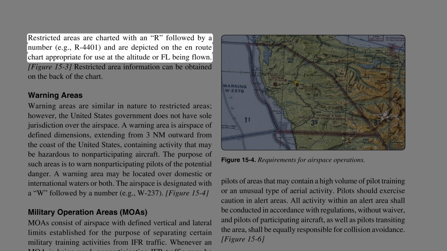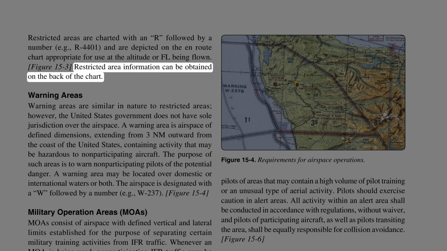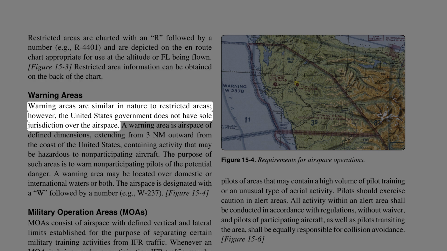Restricted areas are charted with an R, followed by a number, e.g., R4401, and are depicted on the en route chart appropriate for use at the altitude being flown. Restricted area information can be obtained on the back of the chart. Warning areas. Warning areas are similar in nature to restricted areas. However, the United States government does not have sole jurisdiction over the airspace.